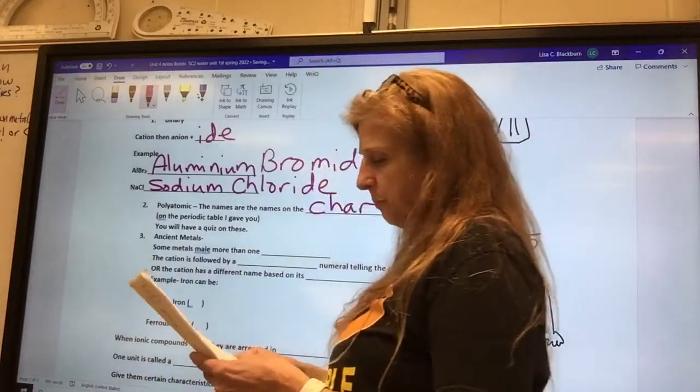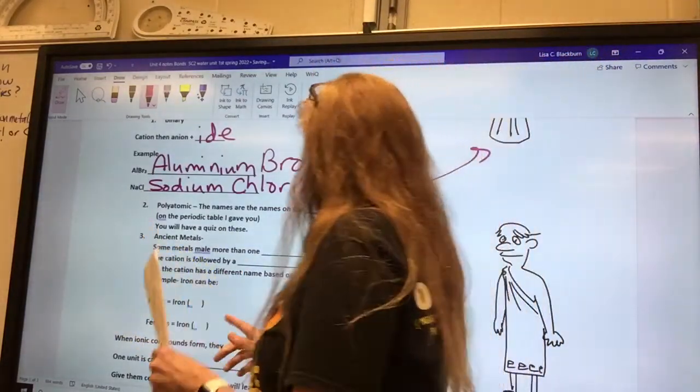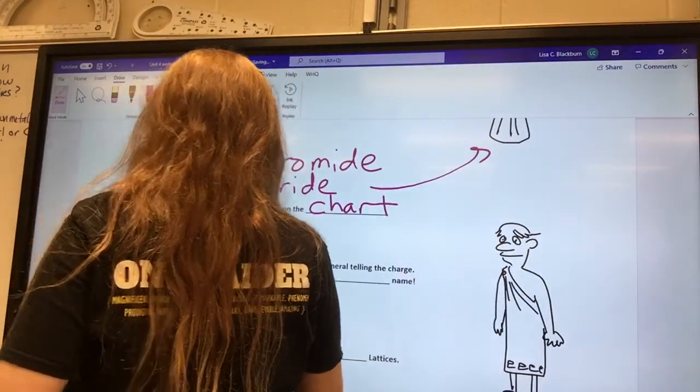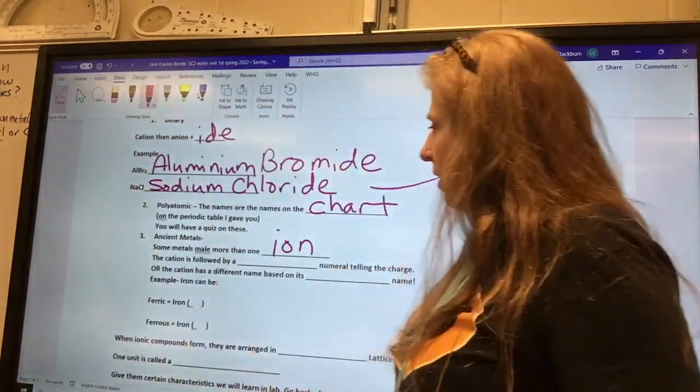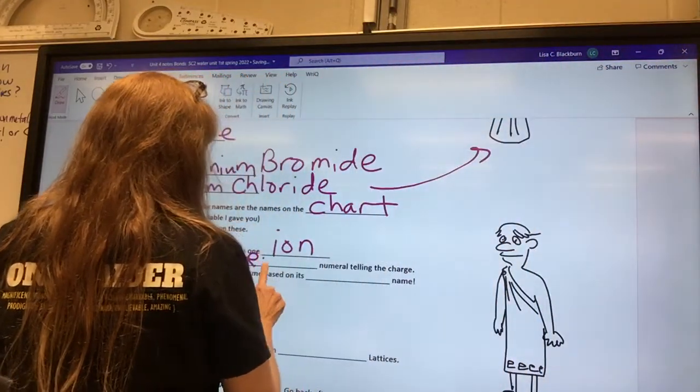Okay, ancient metals. Some metals are ancient, and they have more than one ion they can make. So in that case, the cation is followed by a Roman numeral. See my little Roman dude over there?